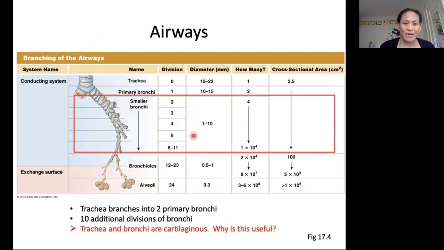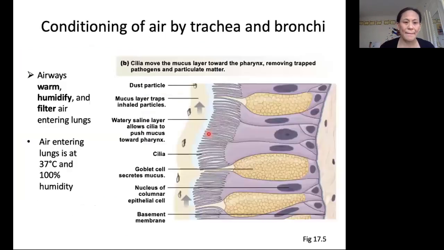Oh, right. I'm sorry, I forgot to do this. The bronchi, we have 11 branches of our bronchi, branchings. Okay, so as air moves through our trachea and bronchi, it gets conditioned. These are the ways in which the air gets conditioned. The air gets warmed, it gets humidified, and it gets filtered. So the lining of our airways, of the trachea and bronchi, helps to achieve these conditioning goals.